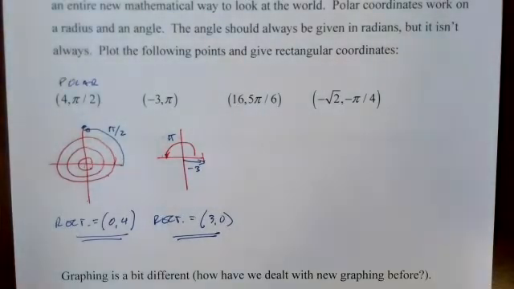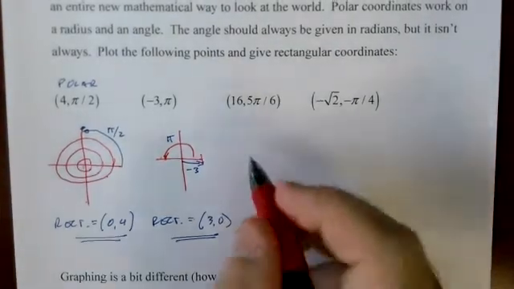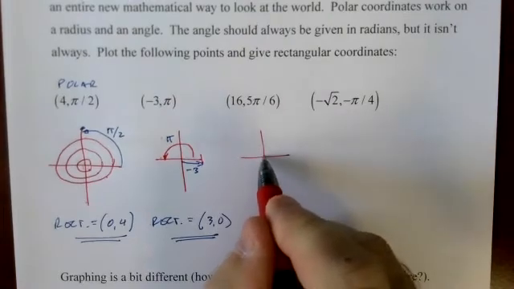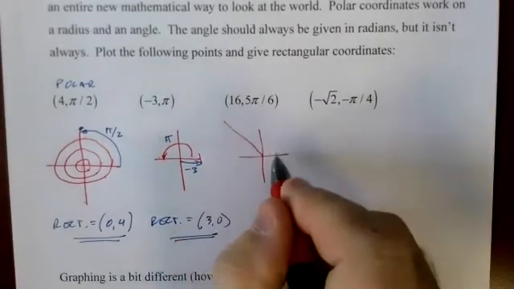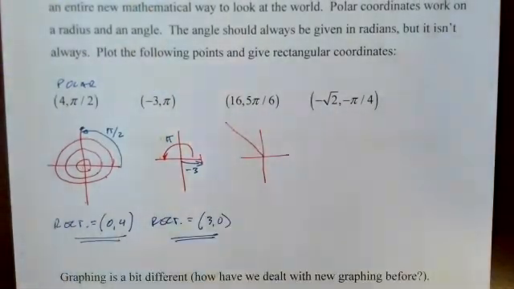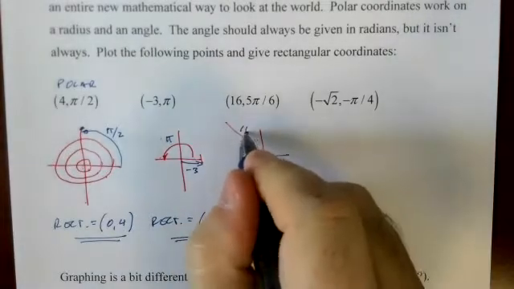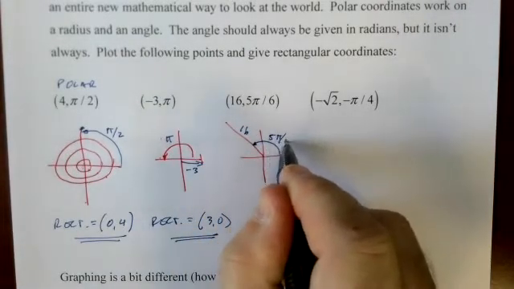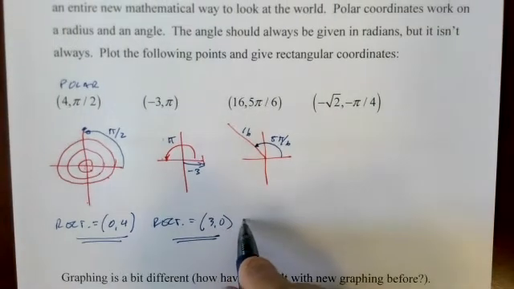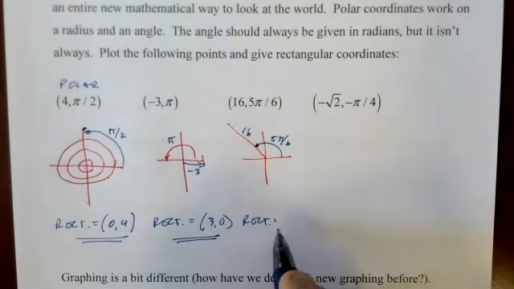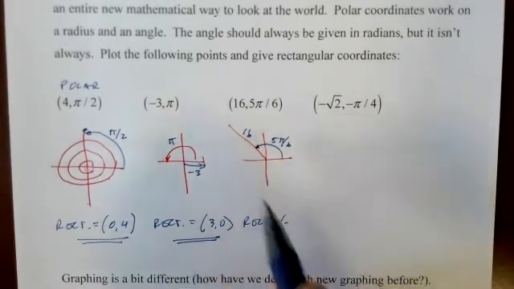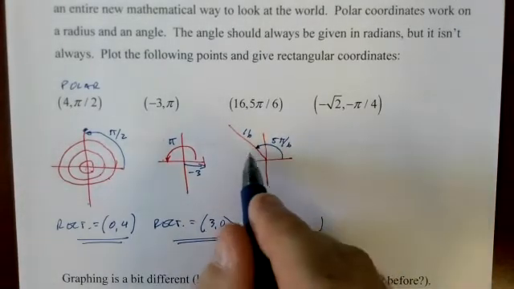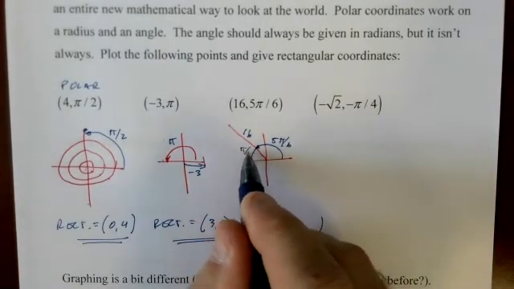All right. 16, 5 pi over 6. I've been doing this wrong because I'm rusty. Let's go to 5 pi over 6 here and then go all the way out 16. So the length of this piece is 16 and the angle to it is 5 pi over 6. So in rectangular world, we're going to get something with a negative and then a positive. Well, this is 5 pi over 6. That means this is pi over 6.